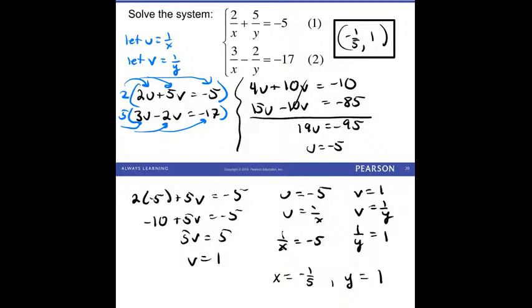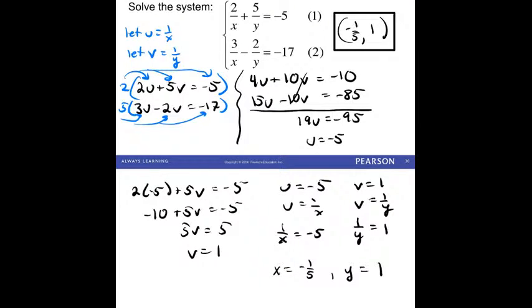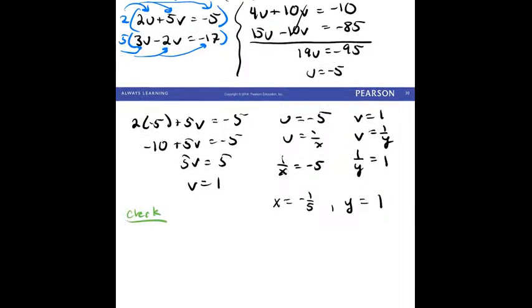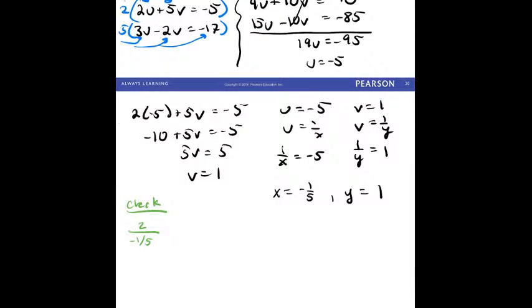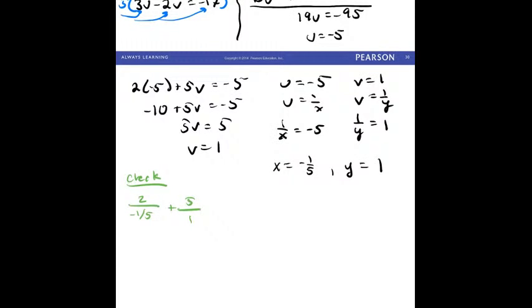All right. Oh, so then we just want to check by plugging in. I feel like this is not going to be too bad to plug in. So the first one, we're going to say 2 divided by negative 1 by 5 plus 5 divided by 1, right? That's going to be equal to what? Negative 10 plus 5, which equals negative 5. And negative 5 is the desired result.